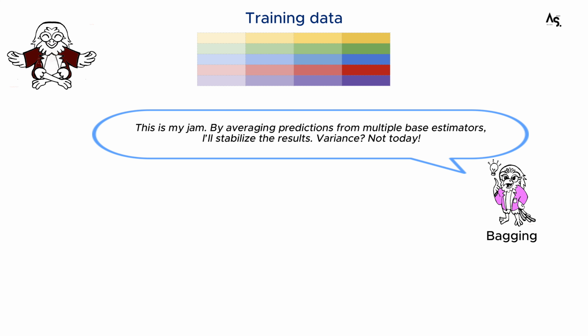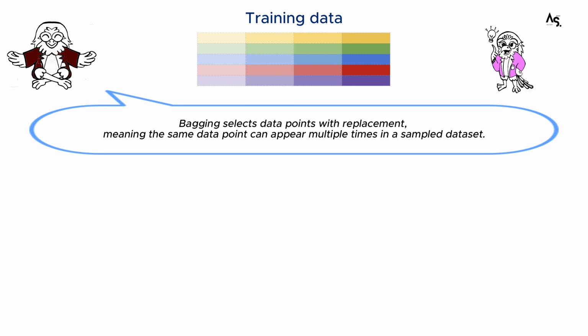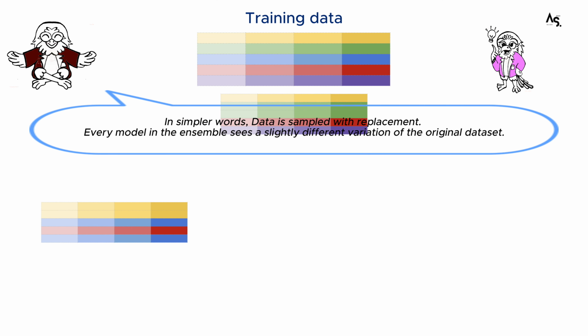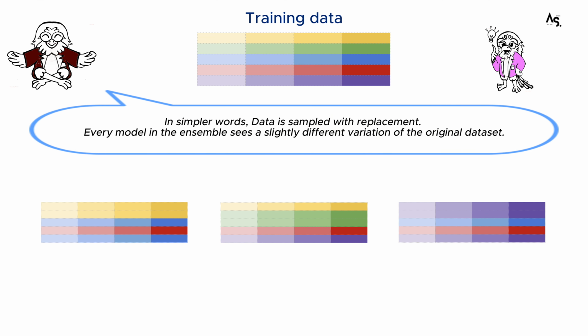This is my jam. By averaging predictions from multiple base estimators, I'll stabilize the results. Variance? Not today. Bagging selects data points with replacement, meaning the same data point can appear multiple times in a sampled dataset. In simpler words, data is sampled with replacement. Every model in the ensemble sees a slightly different variation of the original dataset.